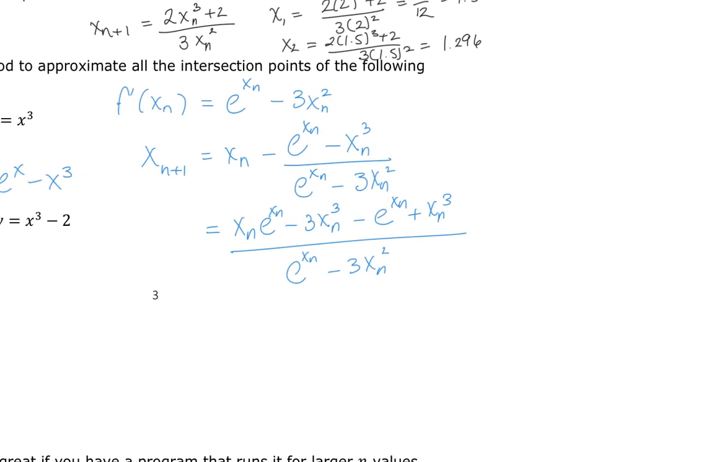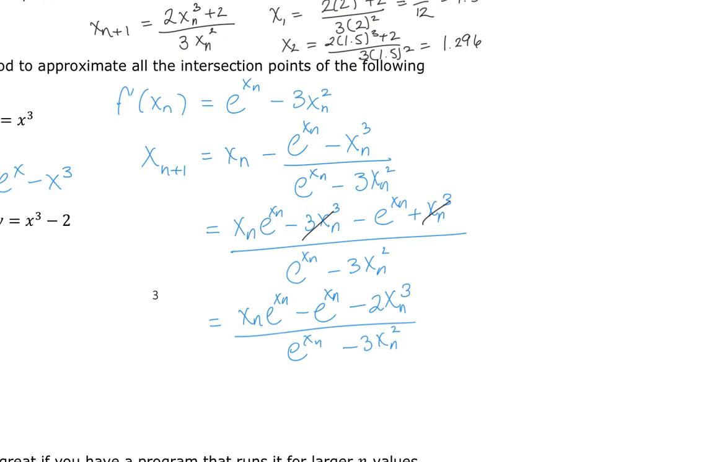Cleaning this up, I'm going to have some cancellation there. It's not going to completely cancel, so I'm going to have x_n e to the x_n minus e to the x_n minus 2x_n cubed over e to the x_n minus 3x_n squared. Okay, now this one did not, by the way, give me any zeros, right?